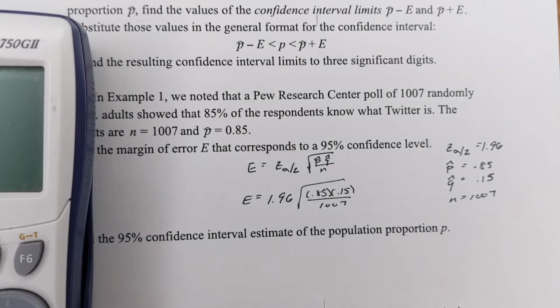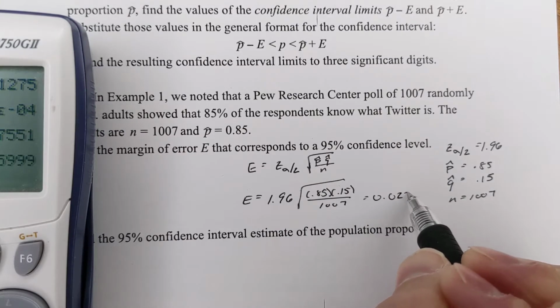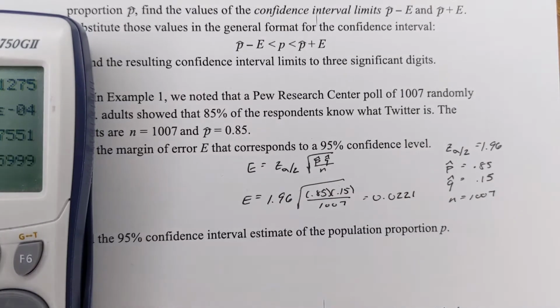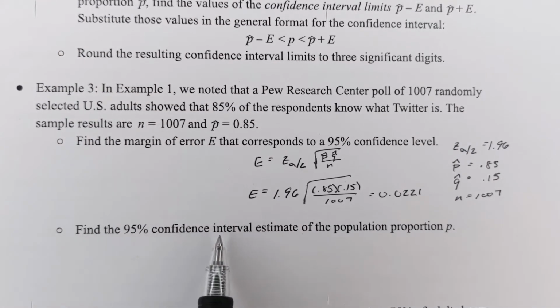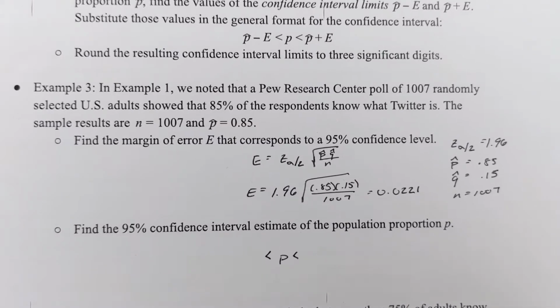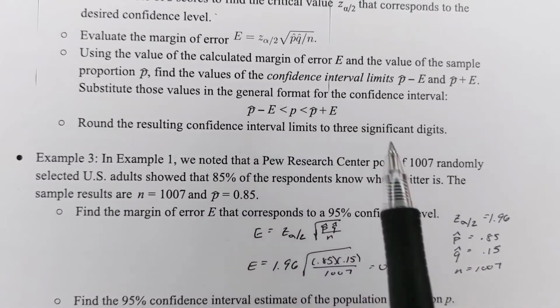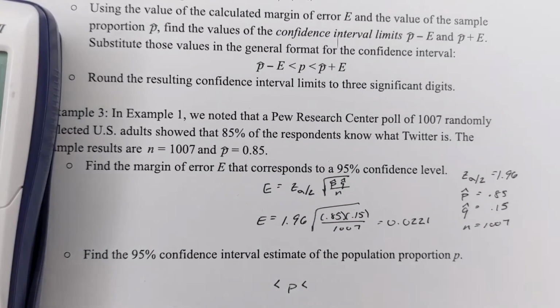And then that just goes in our calculator. So 0.85 times 0.15 divided by 1,007, the square root of that number times 1.96 is 0.0221. So that's our error. Find the confidence interval. So p is less than, so it's going to look like this. This is this formula right here. So p hat plus the value goes up here. So 0.85 plus 0.0221.